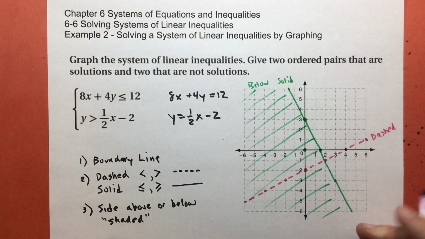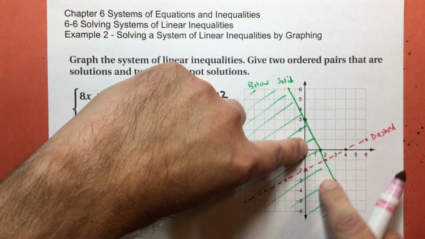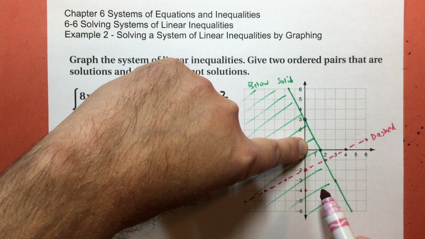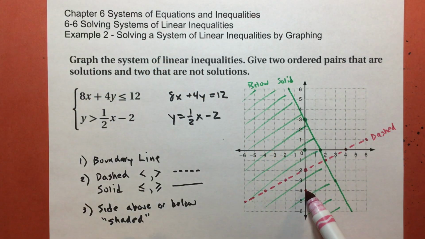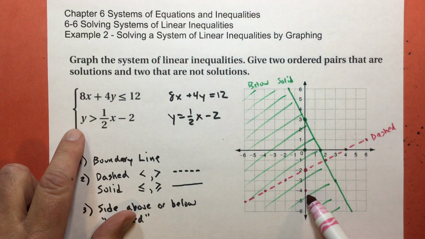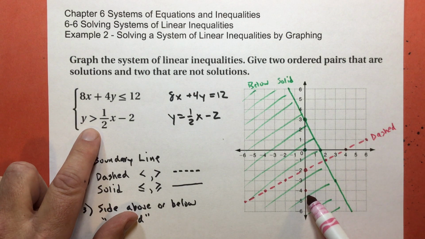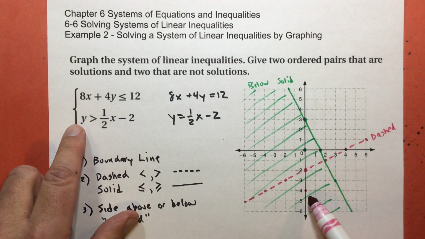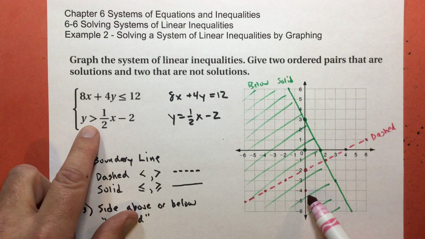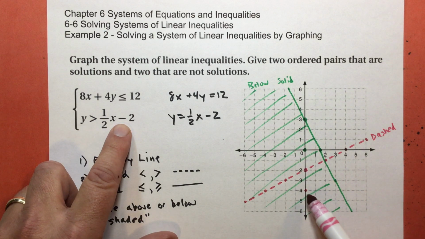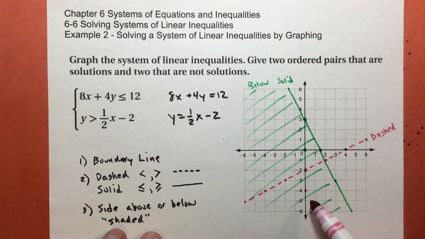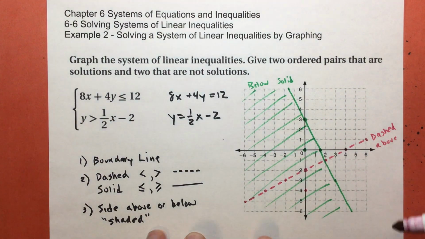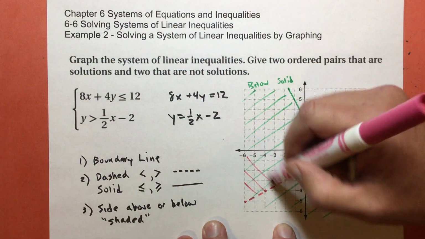Let's try a point that's on the other side. And I know it's confusing. Ignore the green for now. On the other side could be this point: x equals 0, y equals -4. Is -4 greater than 1/2 times 0 subtract 2? Is -4 greater than -2? No, it's not. So I know that I want to shade above this boundary line too. And the way that I shade it looks like this.